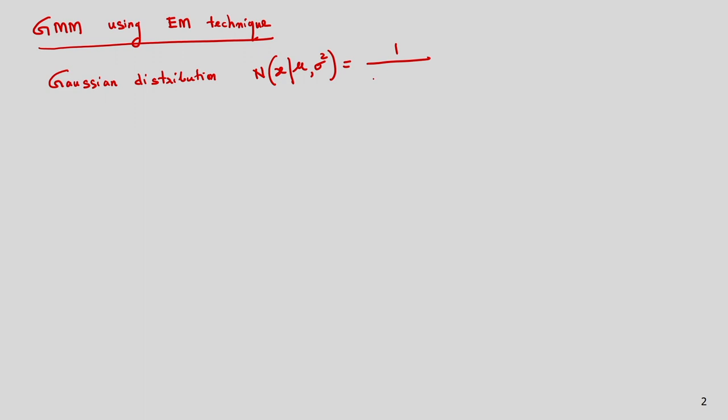So, it is 1 by square root of 2 pi sigma square, e to the power minus x minus mu whole square by 2 sigma square. So, this is the univariate Gaussian density.